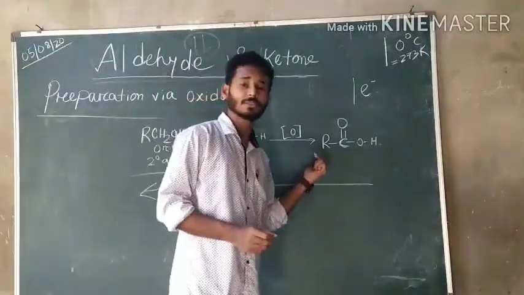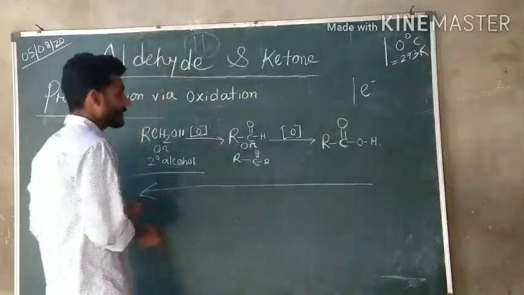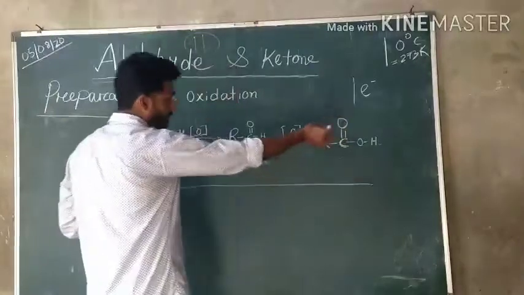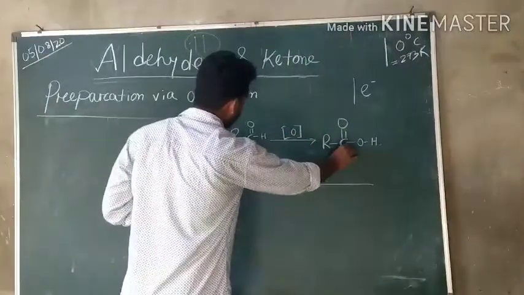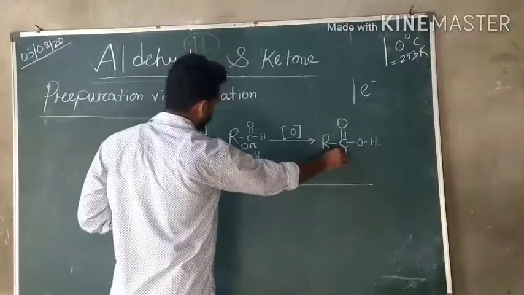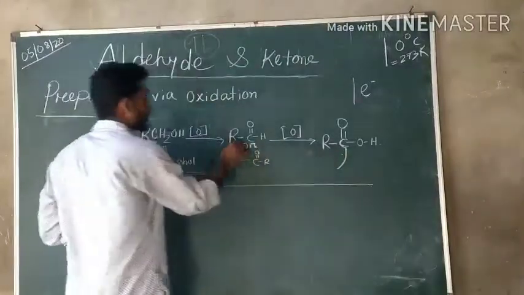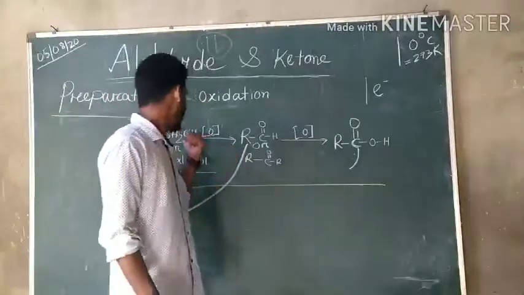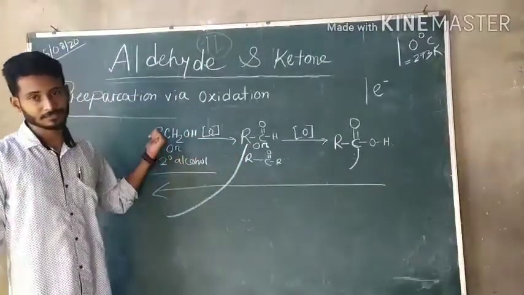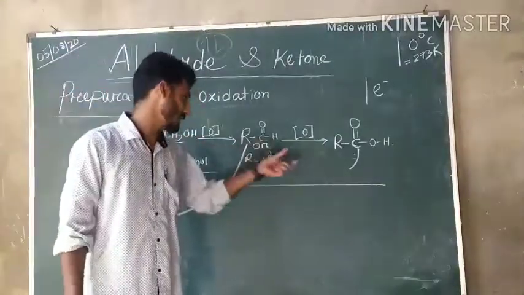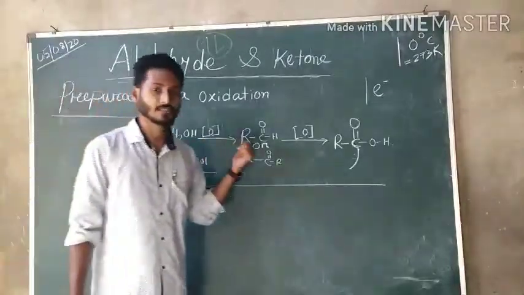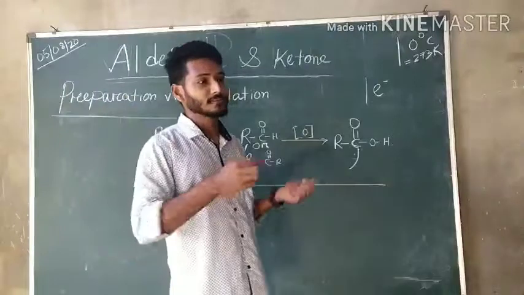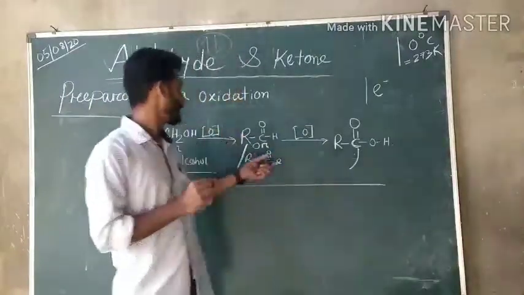reduction. That means if we reduce this carboxylic acid, then we will get this aldehyde, and from this aldehyde we will get this alcohol. So keep in mind this simple trick. If you cannot remember anything in preparation methods, just remember this simple method.